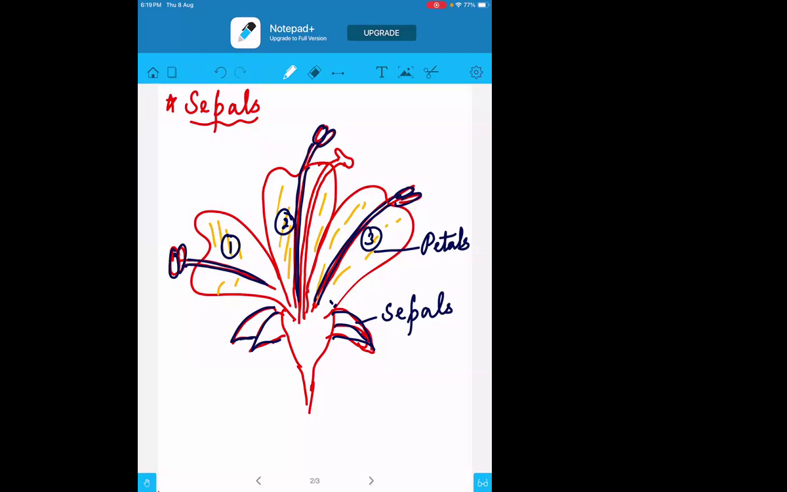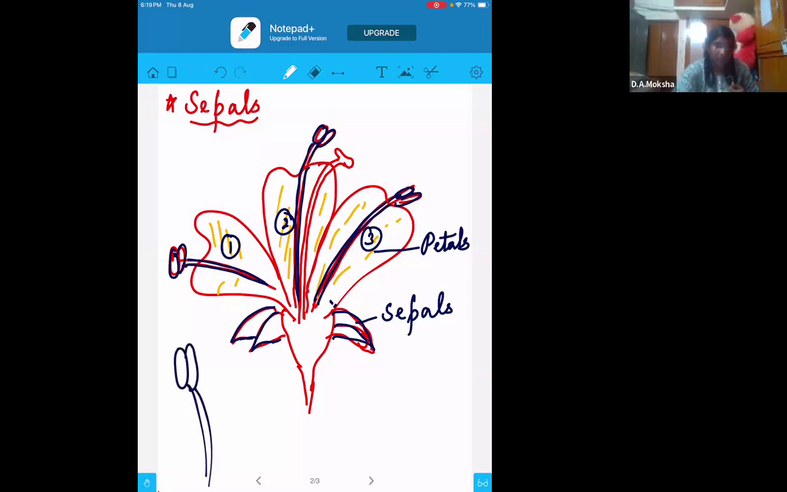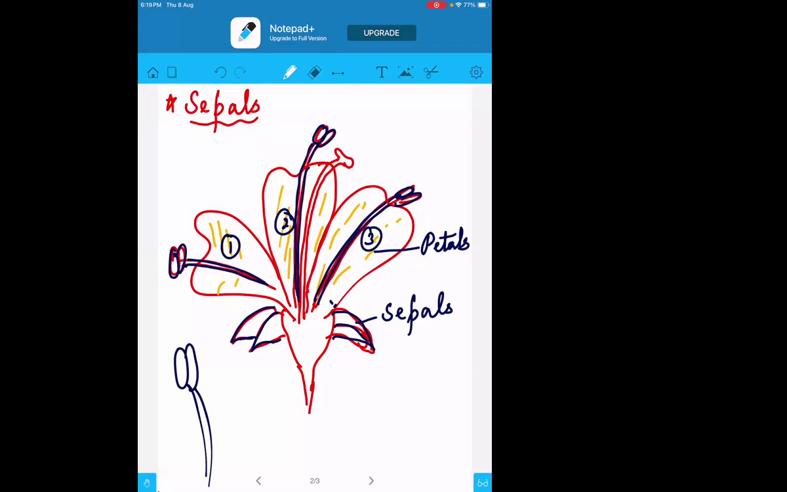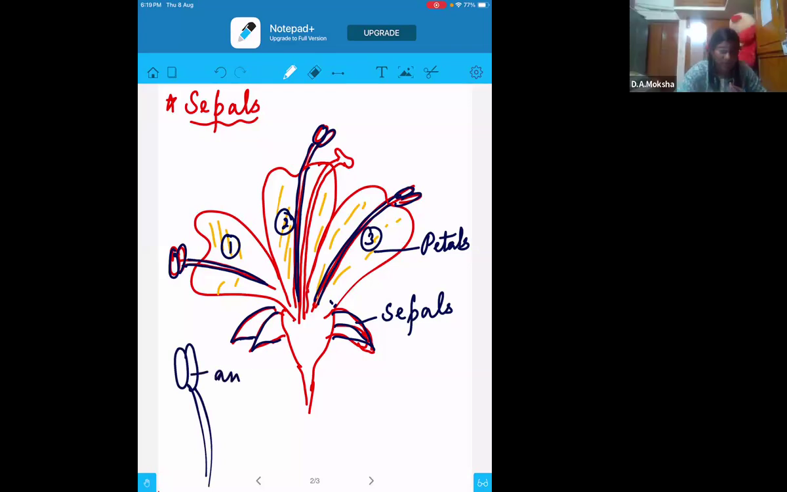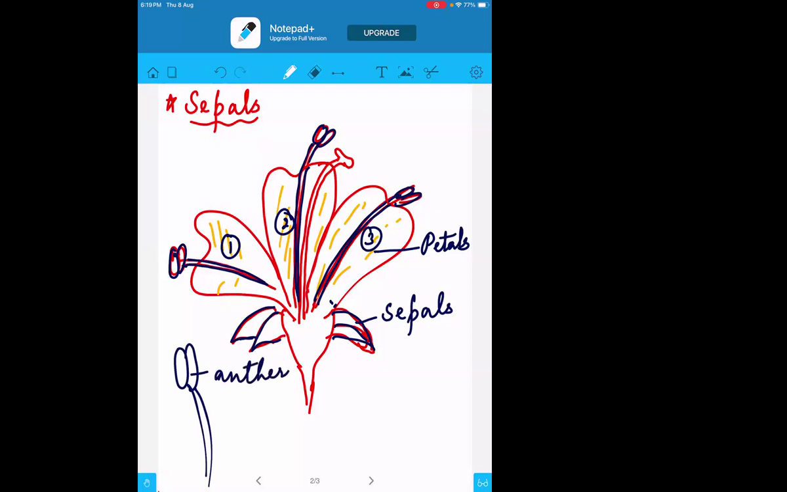Which part are they? I have drawn them like this. Which part are they? Stamen. Correct. They are the stamen. The upper one is called the anther. The down one is called the filament. So like this, I have made this together as a stamen.